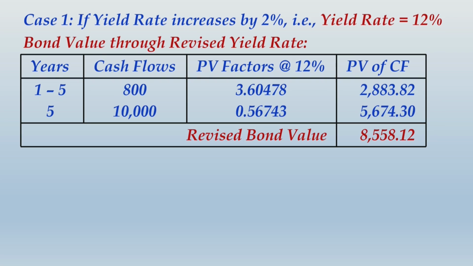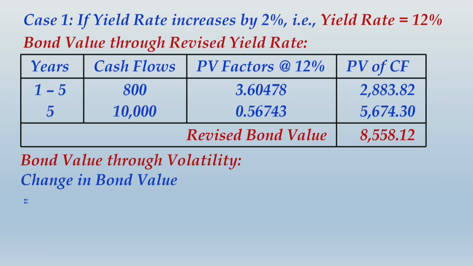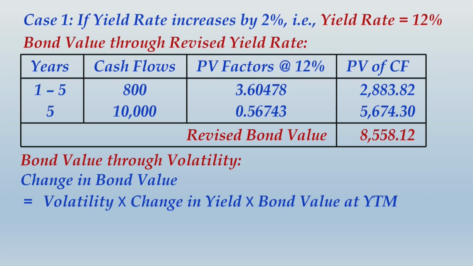The present value of cash flows will be the revised bond value, which comes to 8,558.12. If we try to determine the bond value through volatility, the change in the bond value will be the volatility into change in yield into bond value at YTM. So it will be volatility, which we computed as 3.8922 into 2% into 9,241.84. That was the bond value at YTM. Now when you make this calculation, what do you get? The change in the bond value is 719.42.